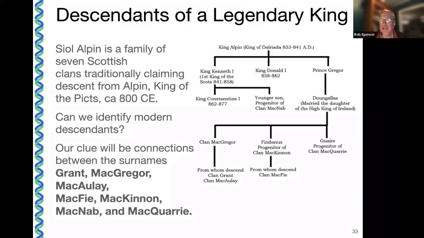What I'm focusing on are the names. So look at the names. I see Donald, I see Gregor, I see McNabb, I see a McGregor, I see McKinnon, McPhee, Macaulay, Grant, Macquarie. The legend is, and I'll call it legend at the moment, that all these, and there is paper evidence for this and oral traditional evidence, that these clans, McGregor, Macaulay, McPhee, McKinnon, McNabb, Macquarie, all descend from this small family under King Alpin, sons, grandsons, and so forth, as you see. Question, can we identify modern descendants? With what kind of confidence?